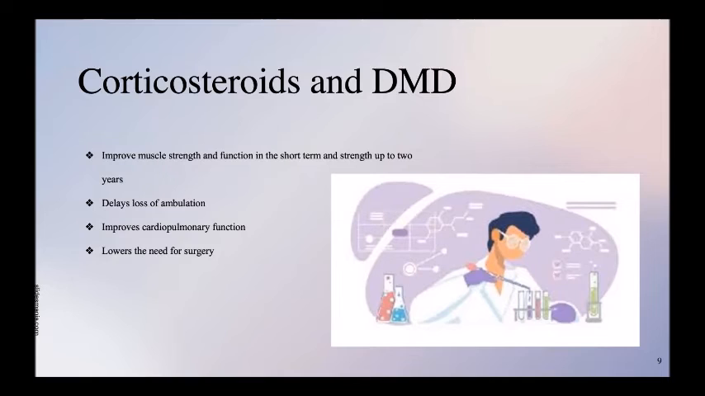Long-term therapy delays the loss of ambulation by several years, reduces the need for vertebral surgery, improves cardiopulmonary function, postpones non-invasive ventilation, and generally improves life expectancy and quality. For example, some of the corticosteroids that have shown improvement in DMD are deflazacort and prednisone.